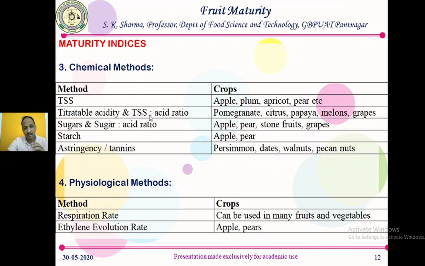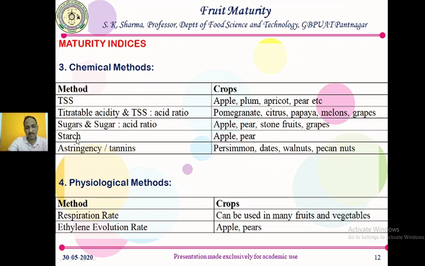Doubled means we can have a double idea, the TSS to acid ratio. With the advancement of the stages of maturity, the TSS should increase and the acid should decrease. Initially the fruit is going to be high in acid, but subsequently as it moves towards the ripening stage, acid will be broken down and converted into simple sugars. So here the TSS should increase. In case of pomegranate, citrus, papaya, melon, grapes, we can make a judgment of the TSS and acid ratio. Similarly, we can also make a judgment of the sugar and acid ratio.